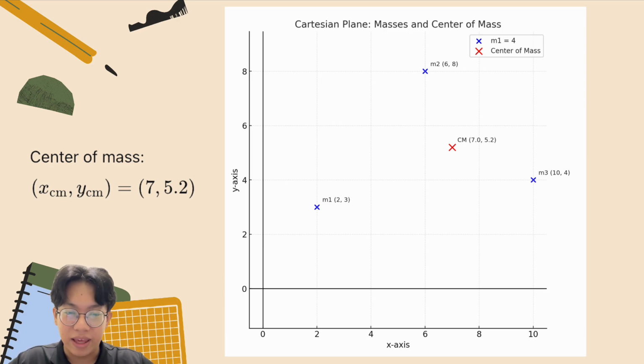Heavier masses, like m3 equals 9, at (10, 4), pull the center of mass closer to their location. Conversely, lighter masses, like m1 equals 4, at (2, 3), have less influence. This visual helps us understand that the center of mass is not necessarily at the geometric center, but is instead determined by the distribution of mass across the system.